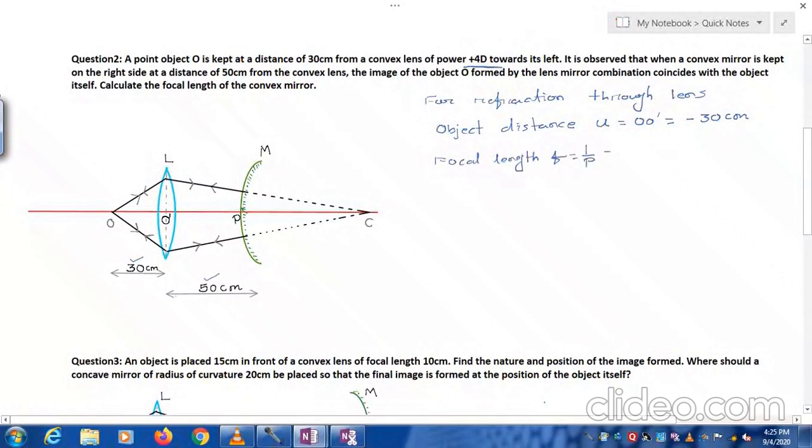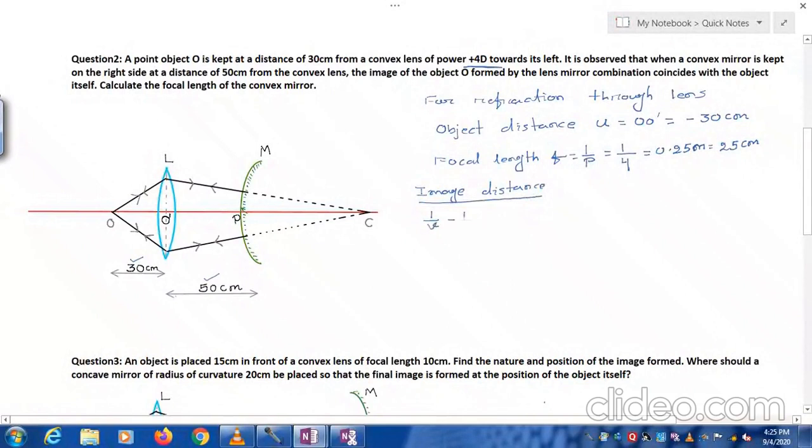F is equal to 1 by P, and here power is equal to 1 by 4, power is equal to 4 diopter. So this is equal to 0.25 meter. So this is equal to 25 centimeter. From this we will find the image distance. So that is, we have to calculate this image distance.